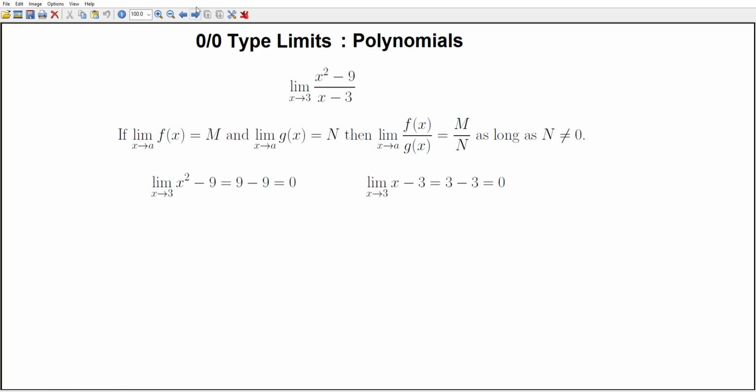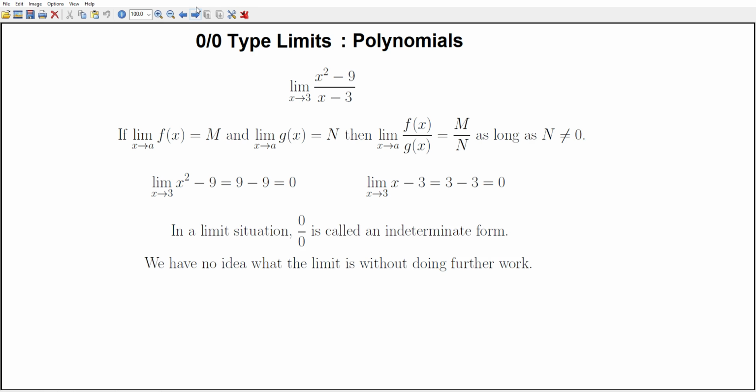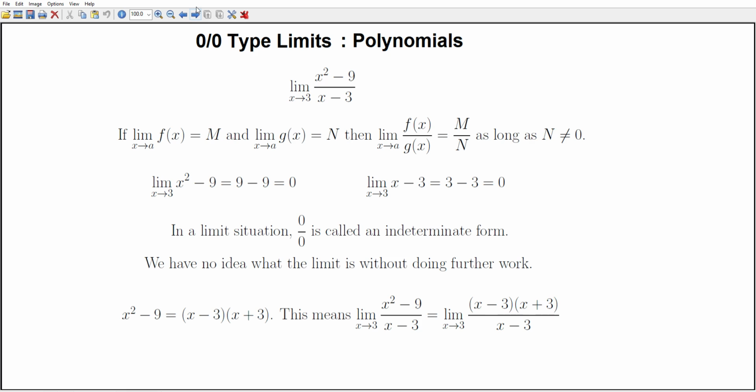So what we have to do is figure out how to deal with 0 over 0 forms, which are called indeterminate forms in limit situations. And we have no idea what the limit is without doing further work. With polynomials, that further work is always factoring. So in this case, x squared minus 9 factors as x minus 3 times x plus 3. And that means this limit can be rewritten as the limit as x goes to 3 of x minus 3 times x plus 3 over x minus 3.